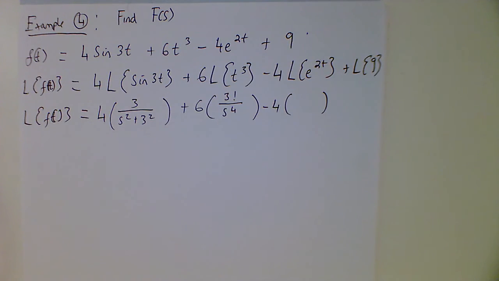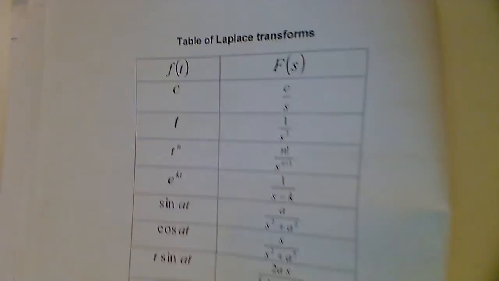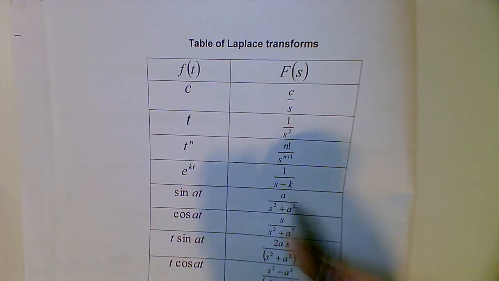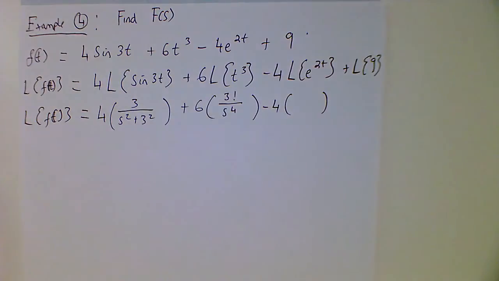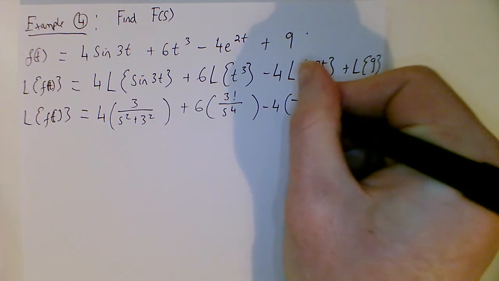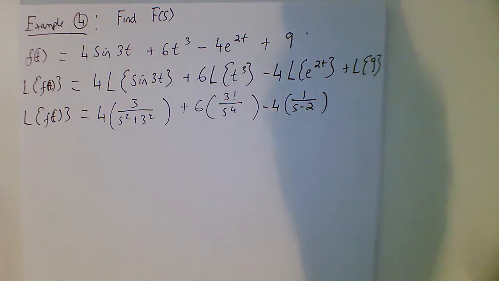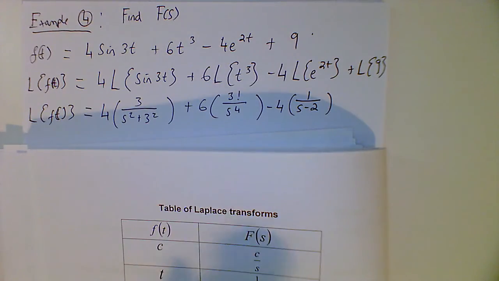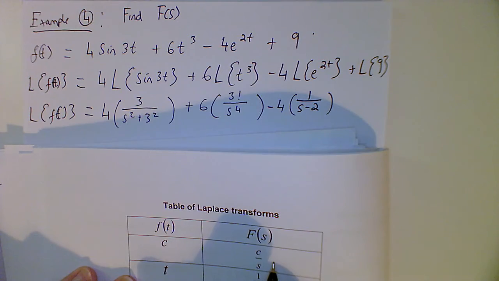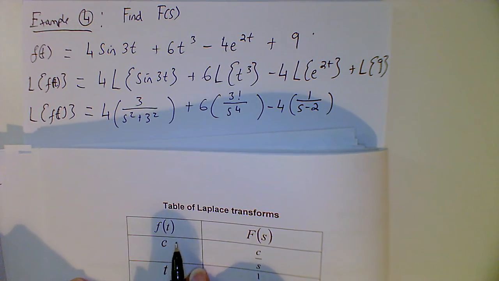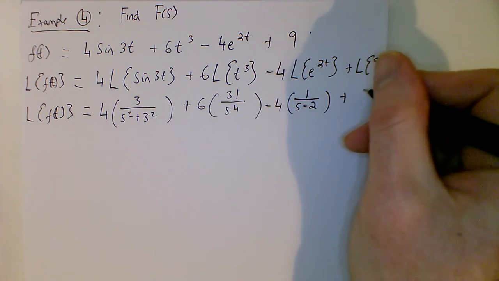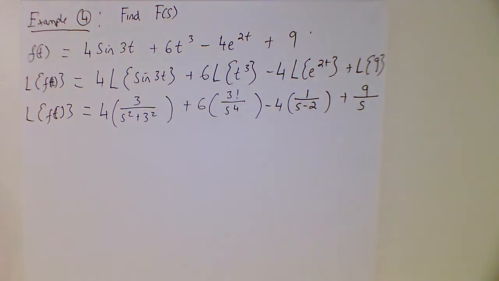Then it's an exponential. If I look at my exponential, I've got 2 in here, so it's just going to be 1 over s take away 2. And lastly, the Laplace transform of 9. 9 is just a constant, the one we actually proved earlier on. The Laplace transform of a constant is just that number over s. So that's just going to be plus 9 over s.